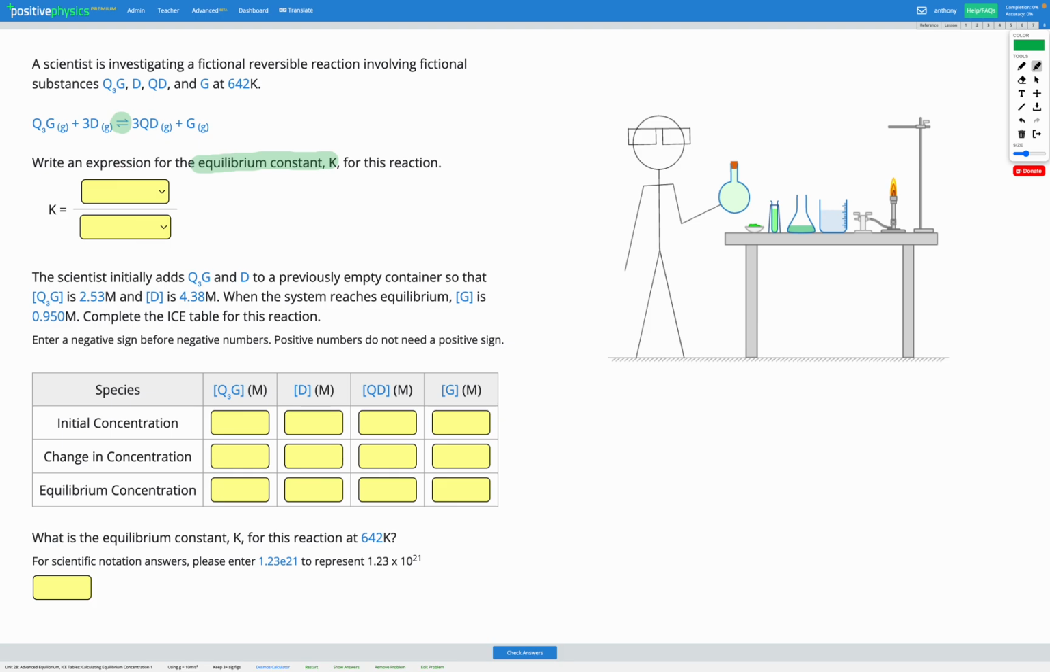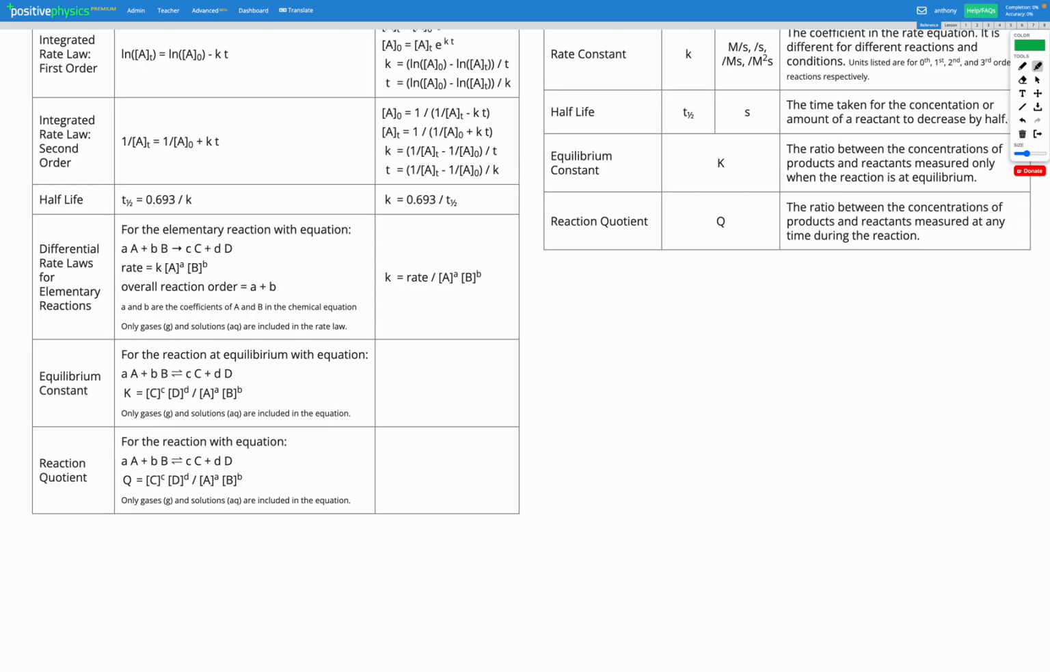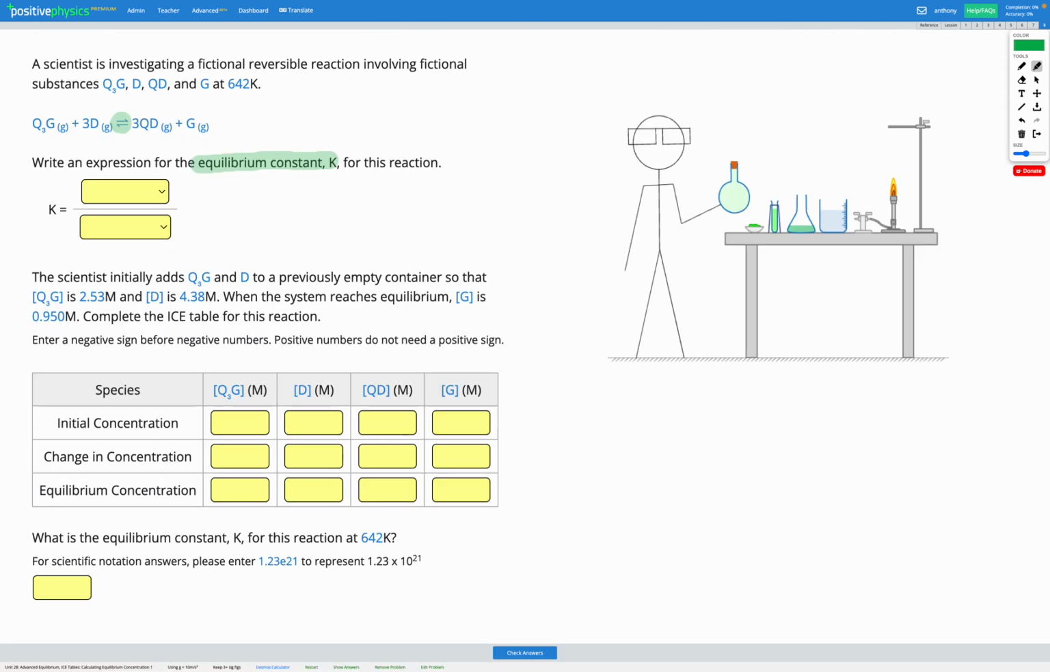Let's head to our reference sheet. Here's our equation for the equilibrium constant. In the top of our fraction, we're going to have the concentrations of our products to the powers of their coefficients multiplied together. And at the bottom of our fraction, we're going to have the concentrations of our reactants to the power of their coefficients multiplied together. Remember, only gases and solutions are included in the equilibrium constant equation.